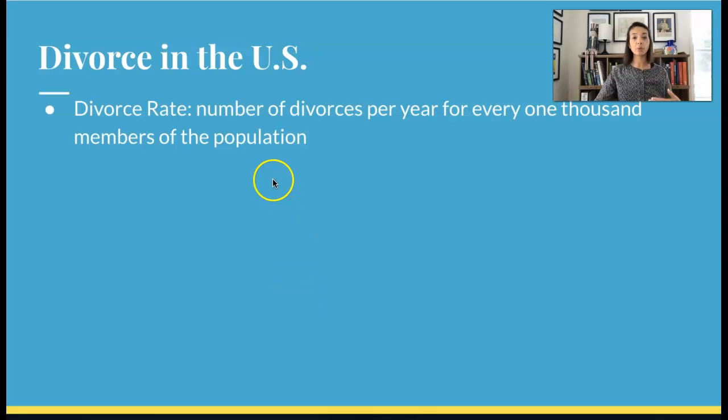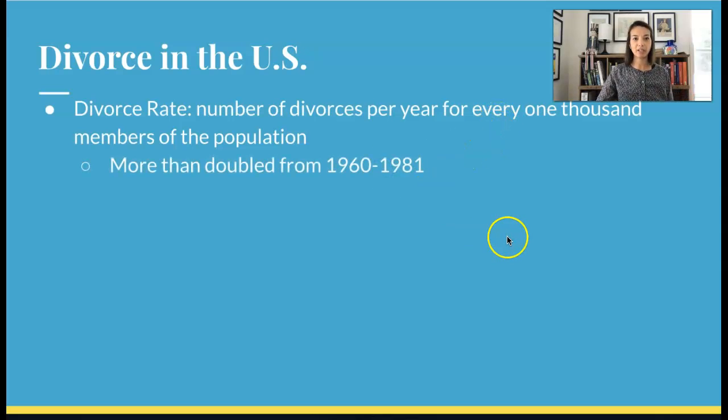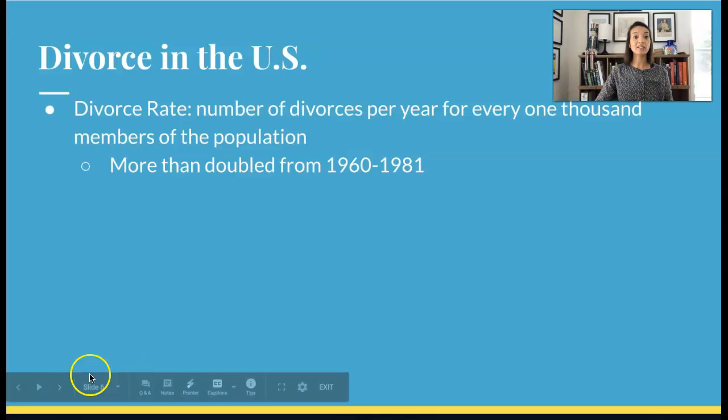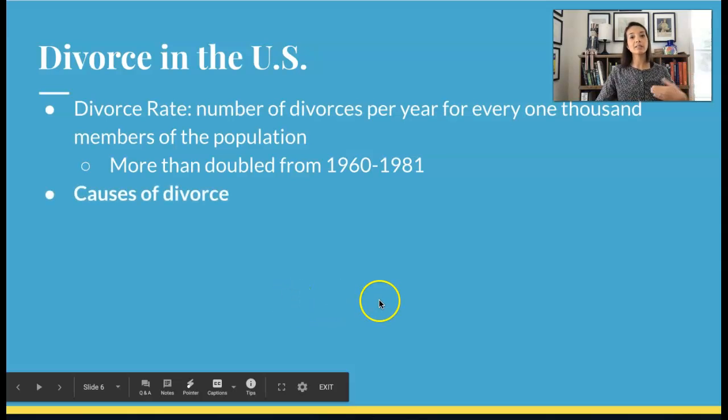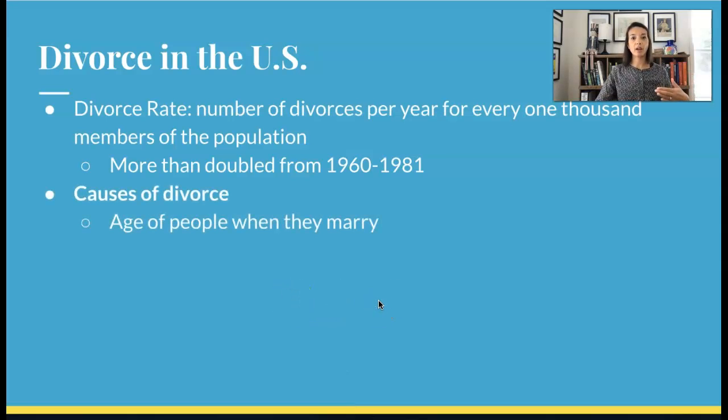The definition of the divorce rate is very similar to the marriage rate in that it is the number of divorces per year for every 1,000 members of the population. So the divorce rate more than doubled from 1960 to 1981. So let's talk about that for just a moment. So there we go. The causes of divorce.